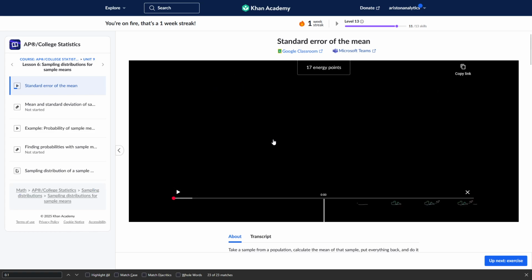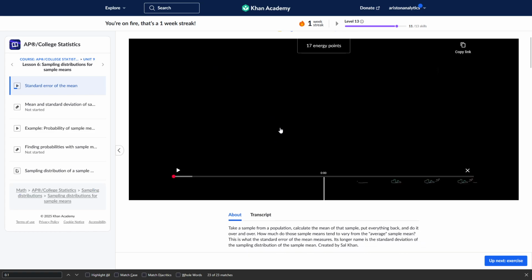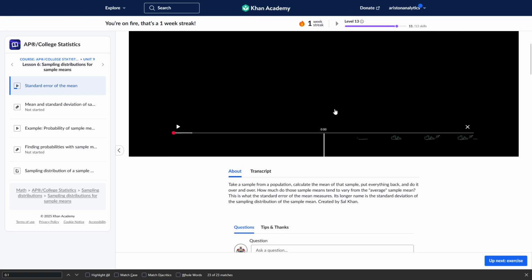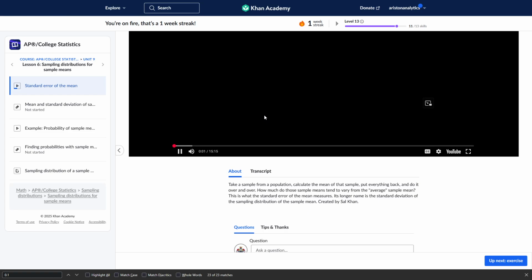Standard error. Take a sample from a population, calculate the mean of that sample, put everything back, and do it over and over. How much do those sample means tend to vary from the average sample mean? This is what the standard error of the mean measures. The standard deviation of the sampling distribution of the sample mean.